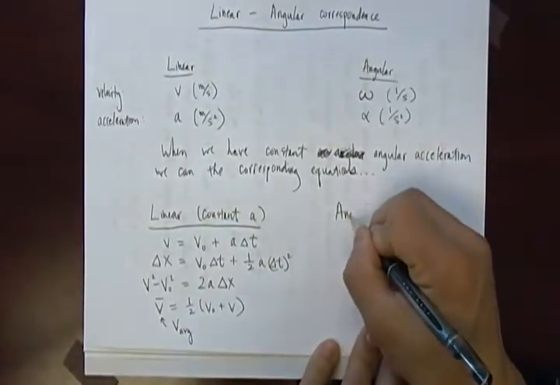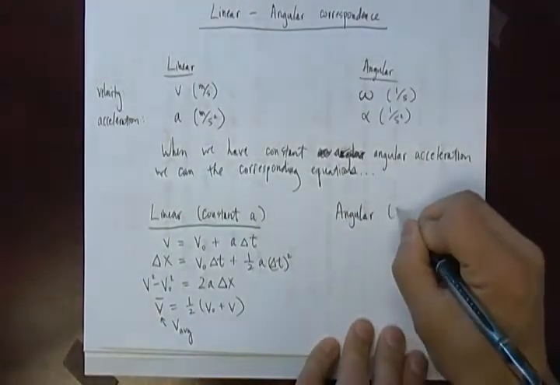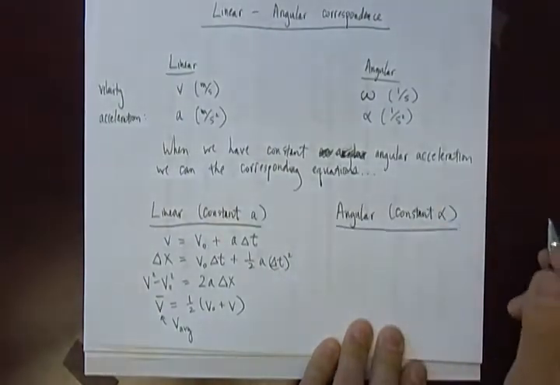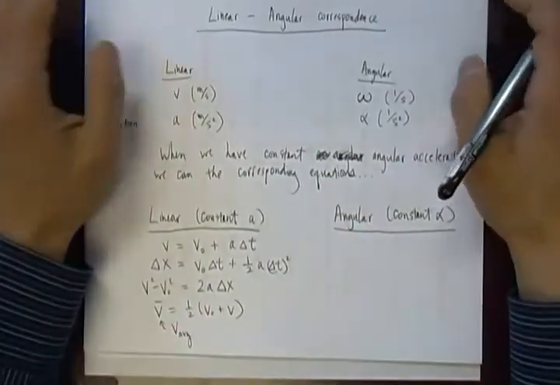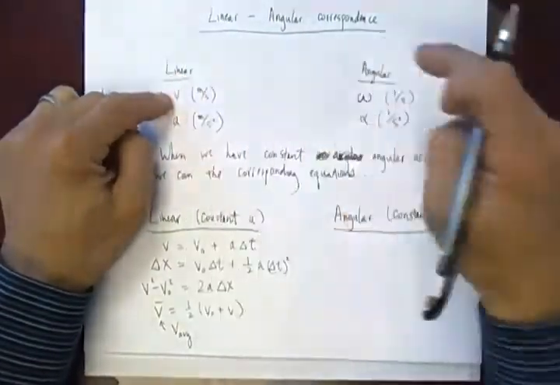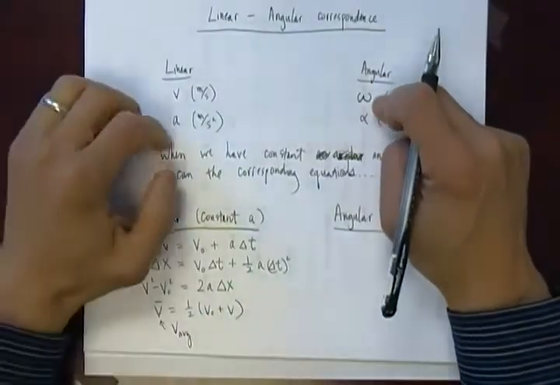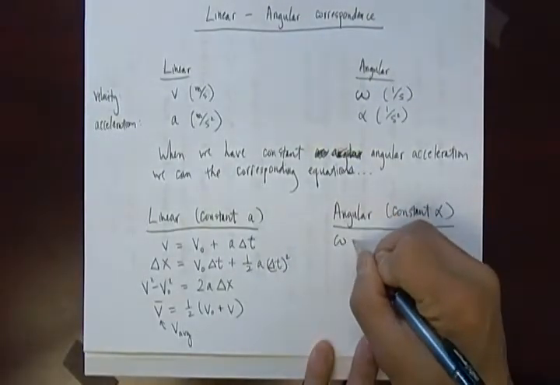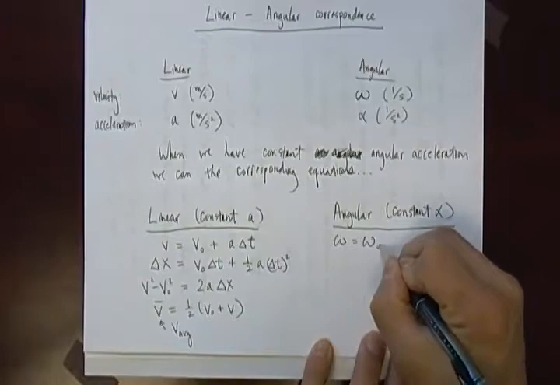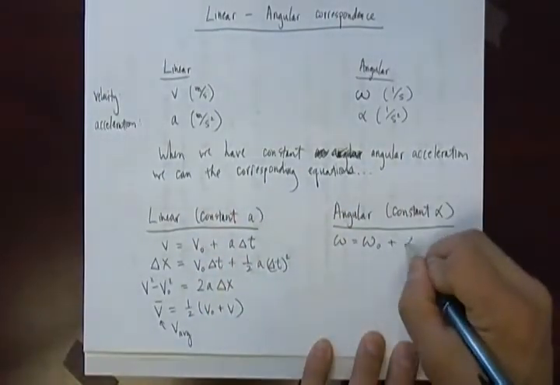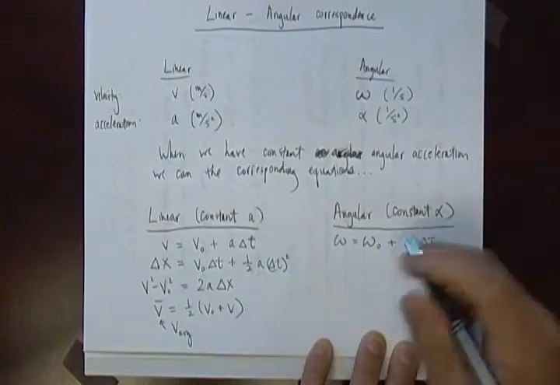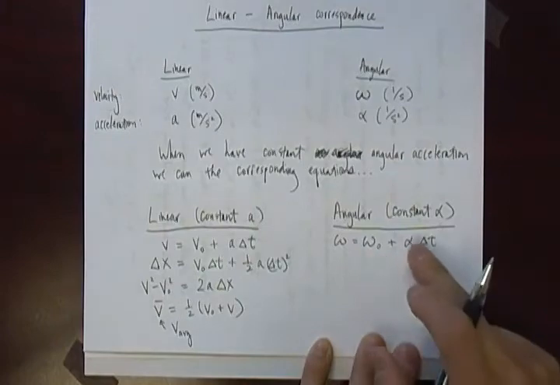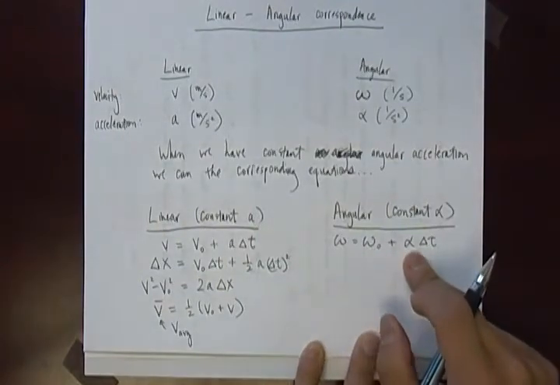Okay, now on the angular side, for constant angular acceleration, alpha, we just plug in these. Wherever you see a V, you write in an omega. Wherever you see an A, you write in an alpha. You don't even have to think about anything else, and you get the new formula: omega for V, omega naught for V naught, alpha for A, and delta t remains the same. So that tells you how to get the final angular velocity from the initial angular velocity and the constant value for the angular acceleration.